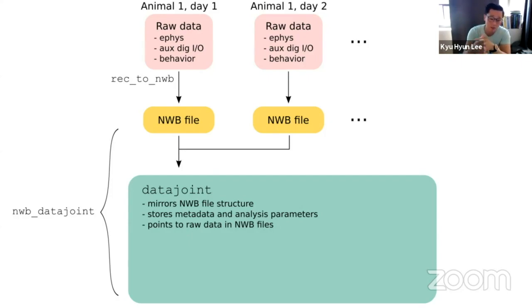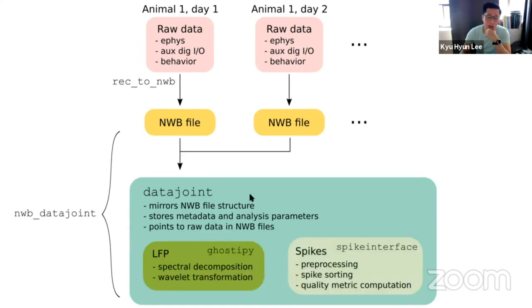And although it is possible to store the NWB file directly in the DataJoint database, we have actually decided to store only the metadata and the analysis parameters, and just have pointers to the raw data in NWB files for the cases where we need to access the raw data. And we found that to be an efficient way of retrieving data.